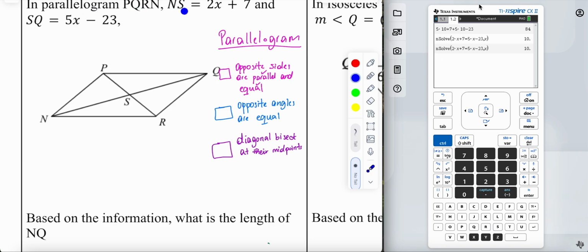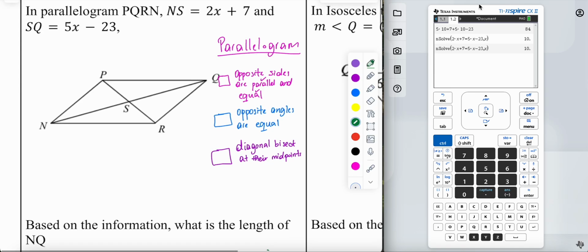In parallelogram PQRN, NS equals 2x plus 7, and SQ equals 5x minus 23. Based on the information, what is the length of NQ? So the first thing that we need to do is to go ahead and label our diagram with the information that is given to us.